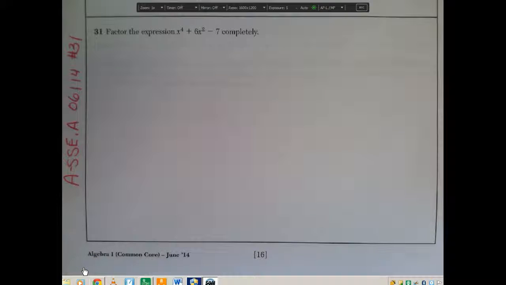Okay, this is Miss Erig, and we're going to go over A-SSE-A, which is Interpret the Structure of Expressions. This is from the June 2014 exam, question number 31.